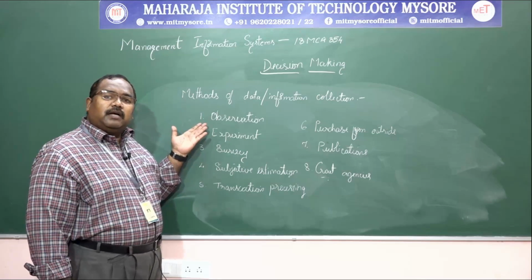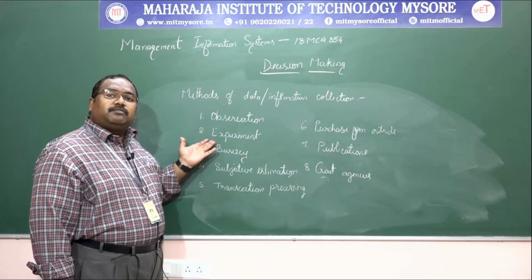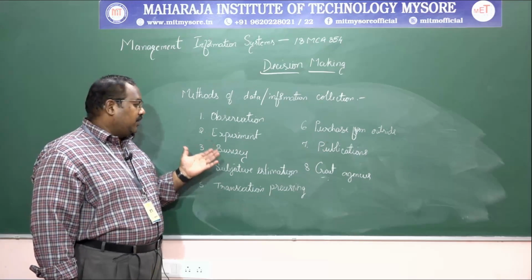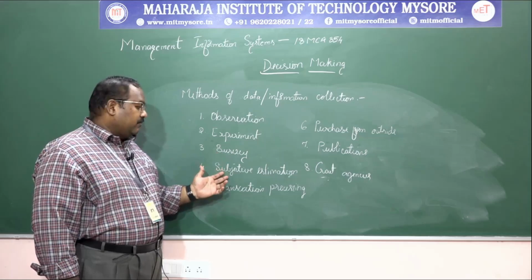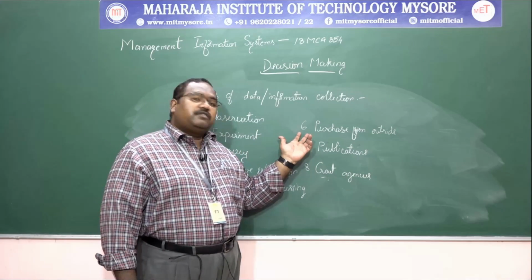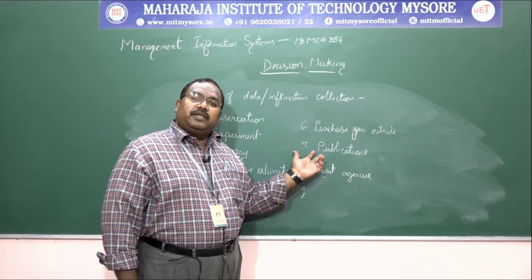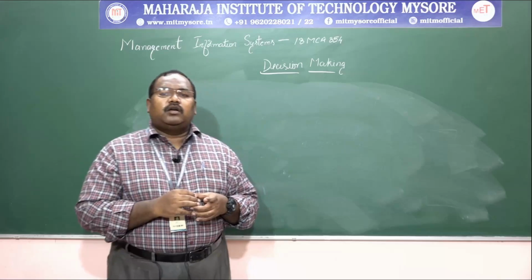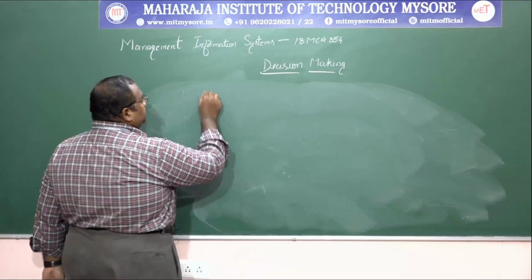The first one is just by observing. The second one is experimentation, where we conduct trial and error experiments and come to a conclusion. And the surveys. Next, the subjective estimation, the transaction processing, the purchase from outside, so publications, and the government agencies. We will be concentrating on the value of information.